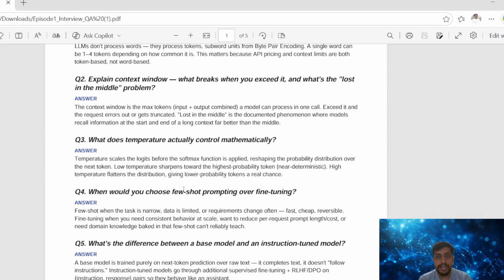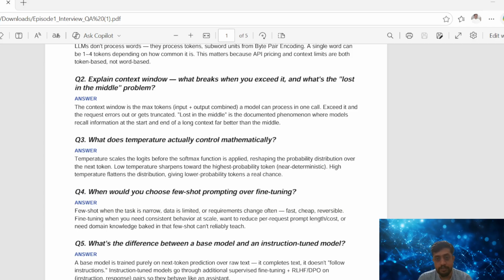What does temperature actually control mathematically? Temperature scales the logits before the softmax function is applied, reshaping the probability distribution over the next token. You can read it out, but I'll suggest a real-time example. Ask something like, suggest a name for a fintech startup at temperature 0.1, 3 times. You get a near-identical safe answer, like PayEase or FinTrust. But at temperature 1.2, 3 runs will give different names, which suits a brainstorming tool.